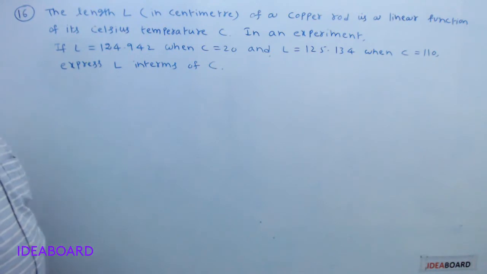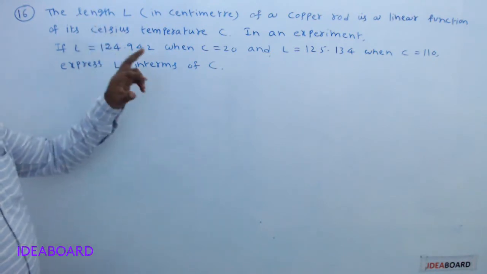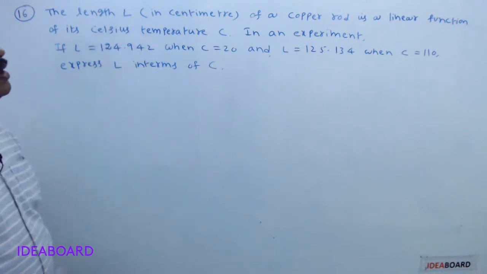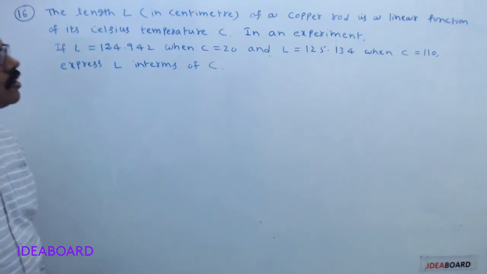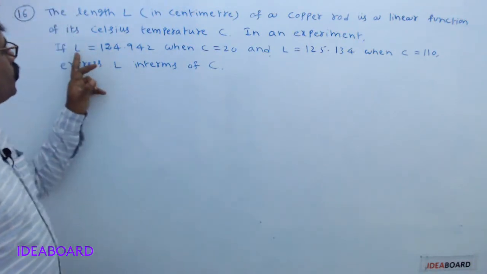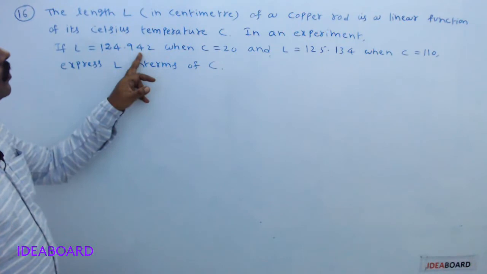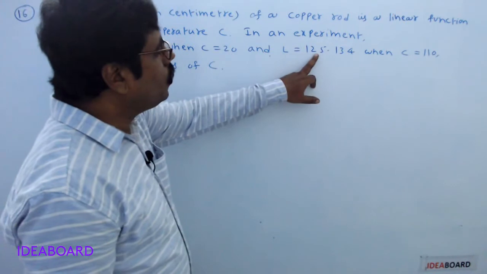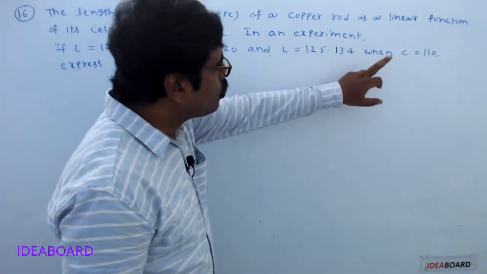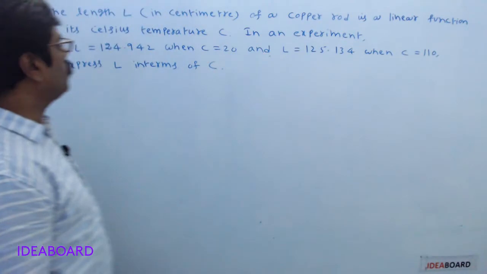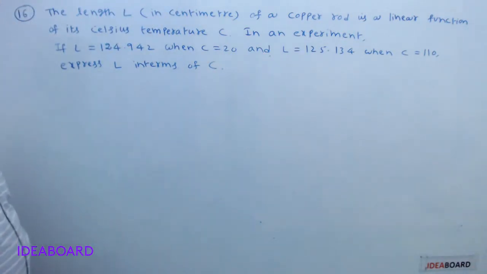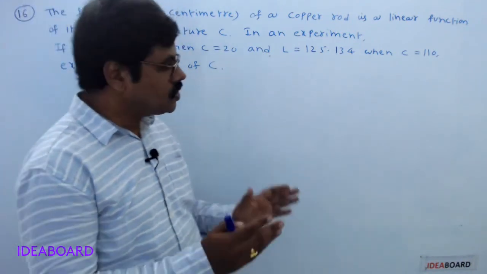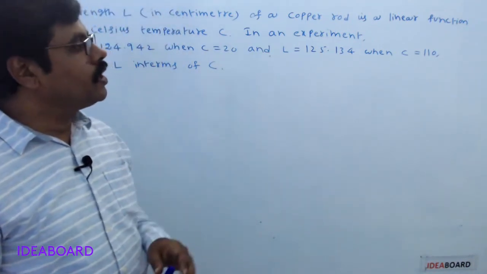Here they are given a relation between length L and the corresponding temperature C. The length L of a copper rod is a linear function of its Celsius temperature C. The value of L is 124.942 when C equals 20 and the L value is 125.134 when C equals 110. So what is our requirement? Express the value of L in terms of C. First draw a rough diagram related to the given data.